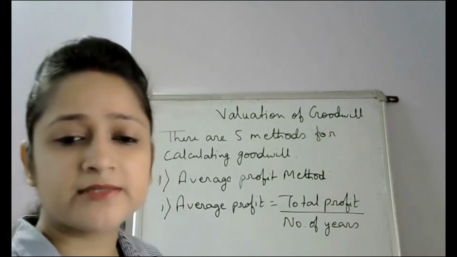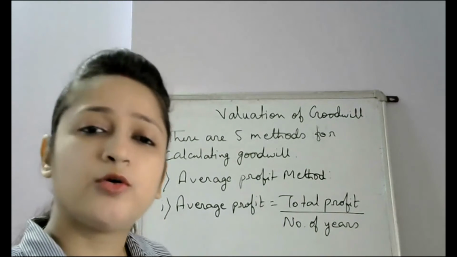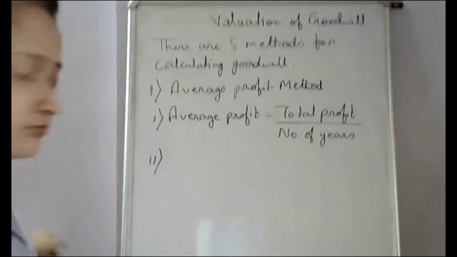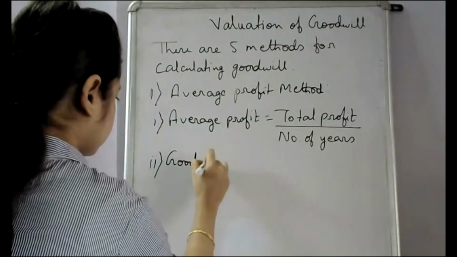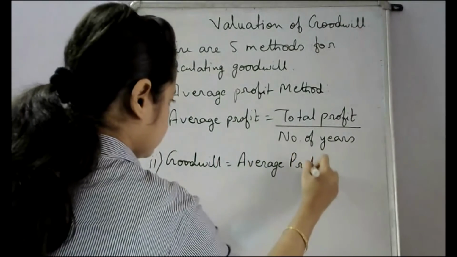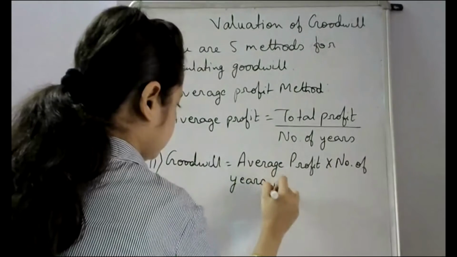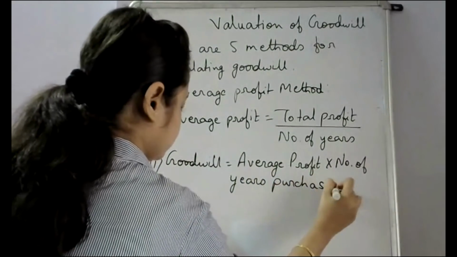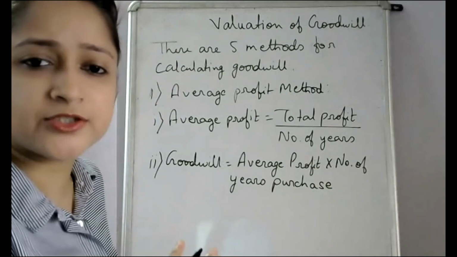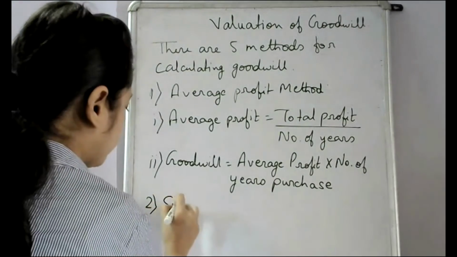So the first step is average profit equal to total profit by number of years. Second step is goodwill. So these two steps are needed for calculating average profit method. Now number 2 method is super profit method.